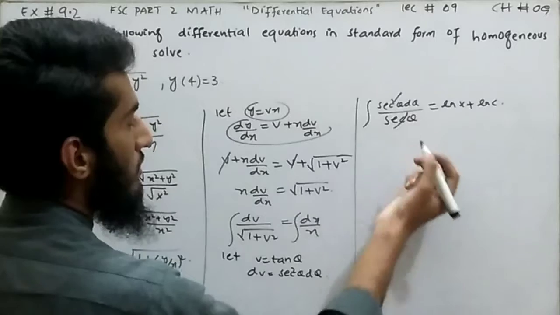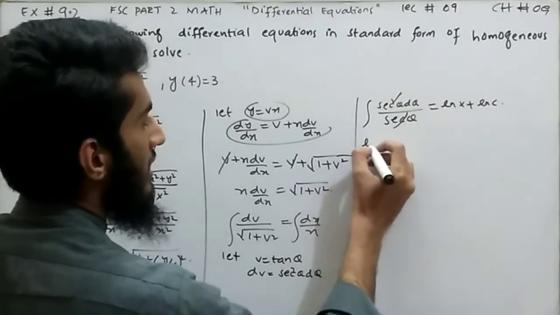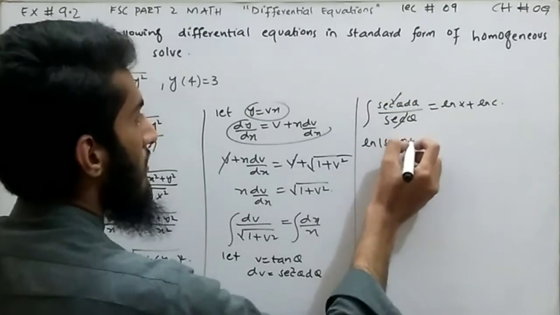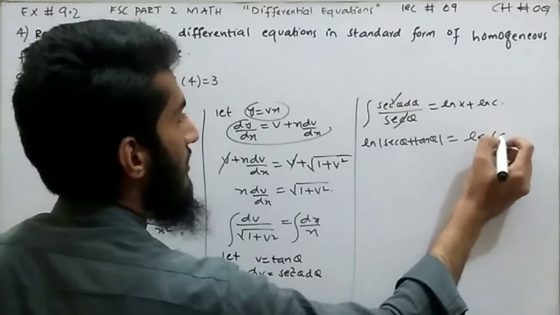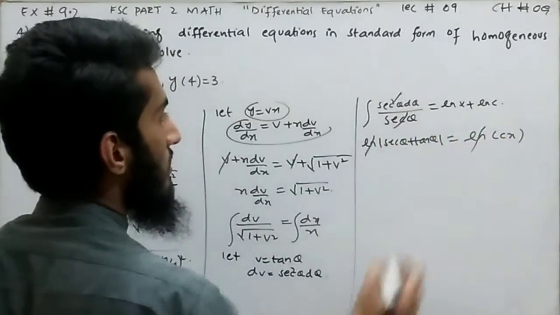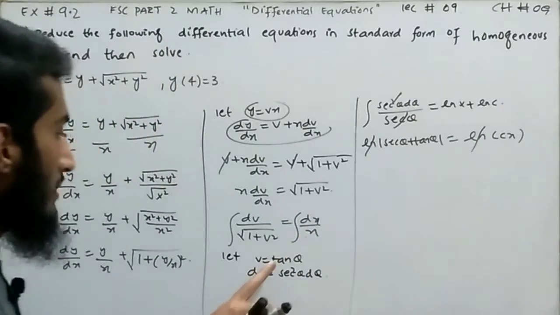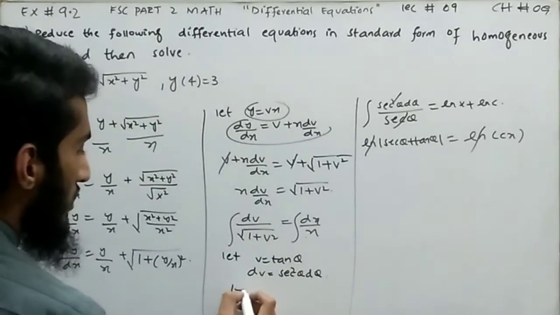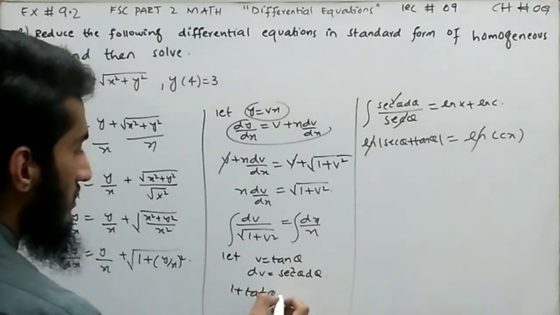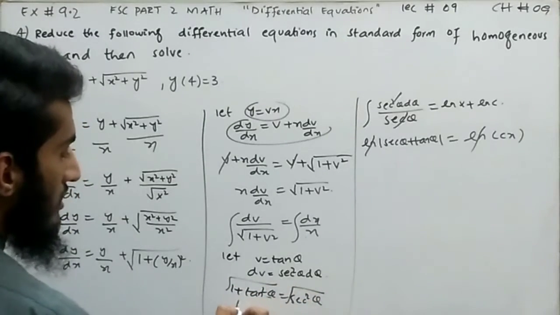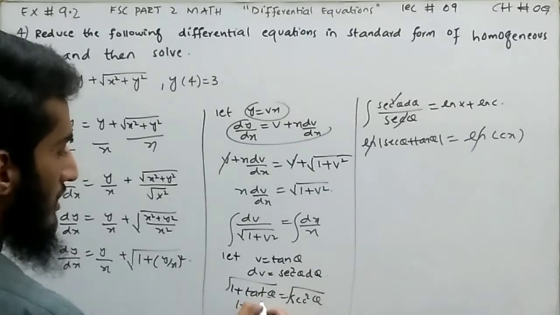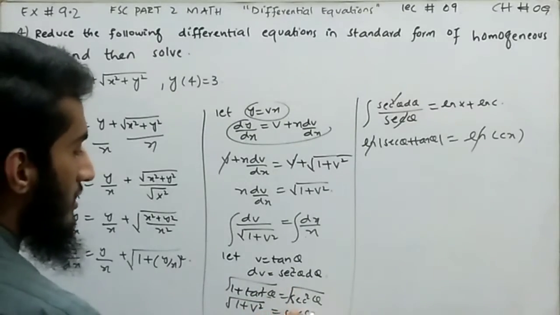So sec theta cancels with the sec theta in the denominator, and the integral of sec theta is ln of sec theta plus tan theta, is equal to, using the product rule of logarithms, ln of cx. On both sides ln cancels out, so we have sec theta plus tan theta equals cx. Here tan theta is v, so 1 plus tan square theta is equal to sec square theta. So sec theta will be the square root of 1 plus v square.